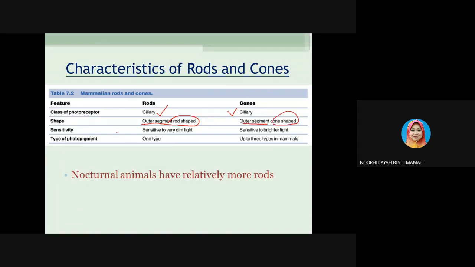The sensitivity is the most important difference between rod and cone photoreceptors. Rods are sensitive to very dim light, while cones are sensitive to brighter light. As for the type of photopigment, the molecule that absorbs the energy from the photon, rods have only one type, while cones have up to three types in mammals. Normally nocturnal animals have relatively more rods, because rods are sensitive to very dim light.